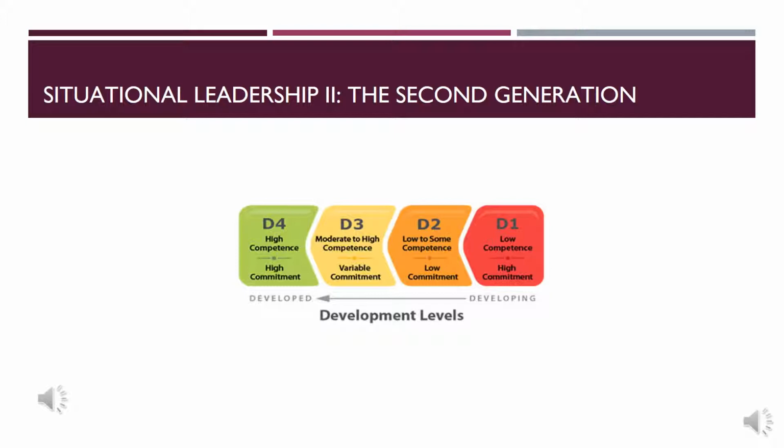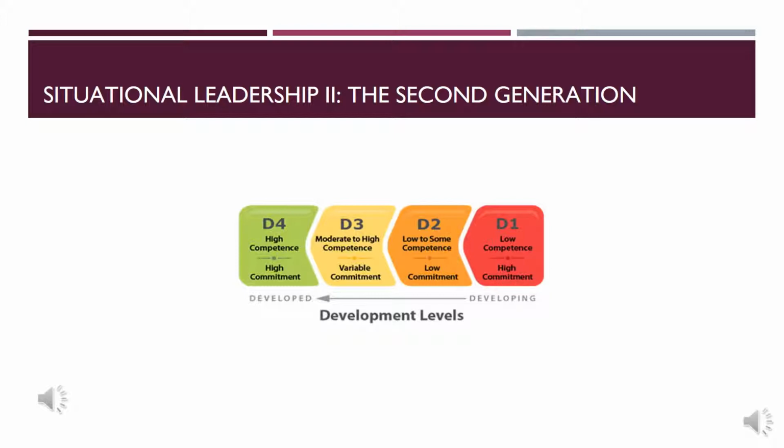As we discussed, leaders need to adapt their methods of engagement and motivation based on the different leadership situations and groups. In Situational Leadership 2 model, it's believed that the type of leadership style used should be based on the person's level of development. The level of development is based on two domains: 1, competence, and 2, commitment.